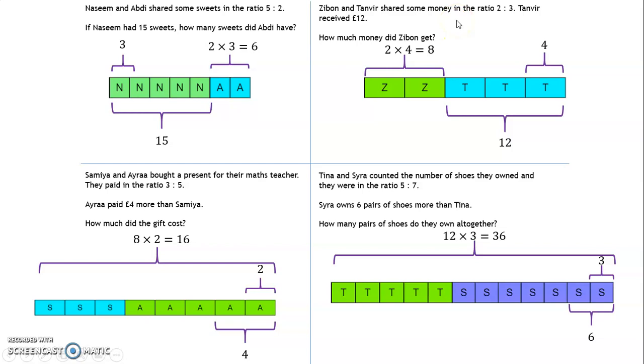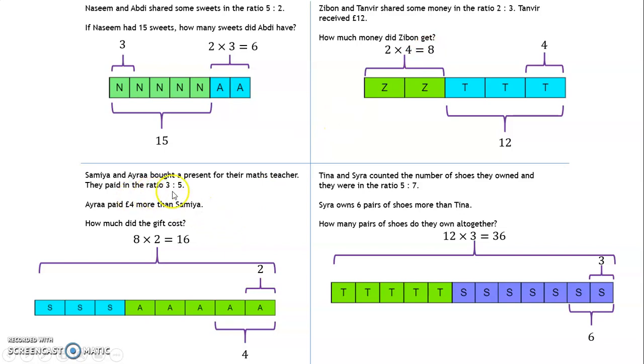Next question, Zibun and Tanvir shared some money in the ratio 2:3, so I've got my bar model, 2 parts for Zibun and 3 parts for Tanvir. Tanvir received £12, so 3 parts here for Tanvir, and those are representing £12, and we're asked for how much Zibun got. So 12 divided by 3 is going to give me 1 part, which is 4, and then Zibun got 2 of those, so 2 lots of 4, which is 8.